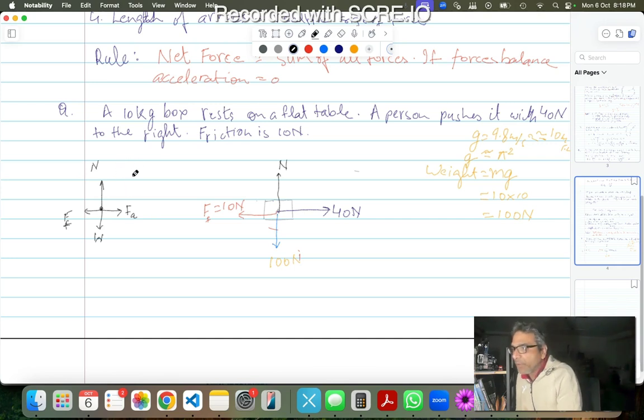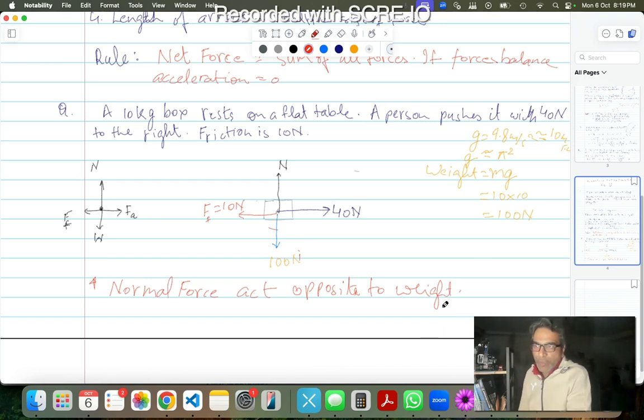Opposite to weight, yes. I should have mentioned this here so that it will give you some notes. Normal force acts opposite to weight. Okay. So if weight is downwards, the normal force will always be upward. So now the normal should be equal to 100 Newton.